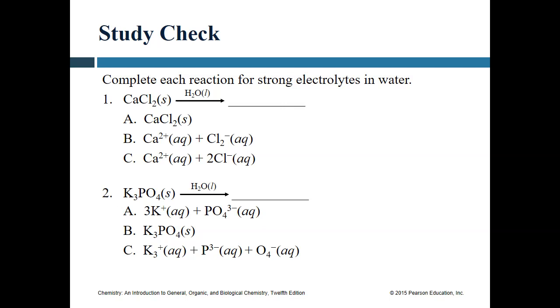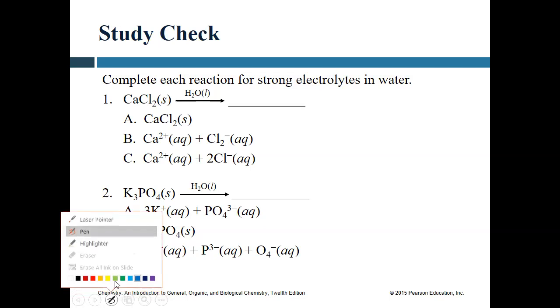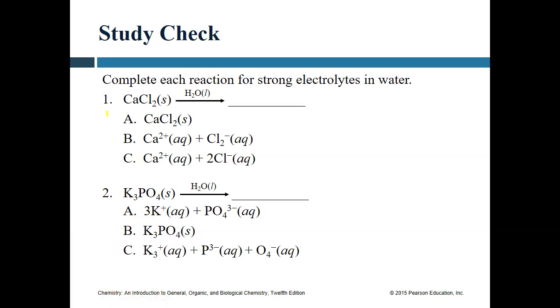Okay, so let's see what we can pick up here. In each case, we're looking at a strong electrolyte, so we know that we are going to be creating ions. The question is, what ions are we creating? So in number 1, we know that A is incorrect because as a strong electrolyte, it's not going to stay together, or in this case, not even dissolve.